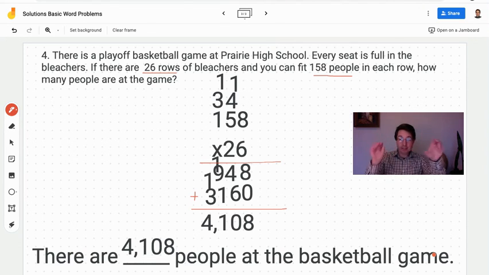So there are your answers. There's how you're solving them. Double check your work. Make sure it's good. This is how you can get an A+.